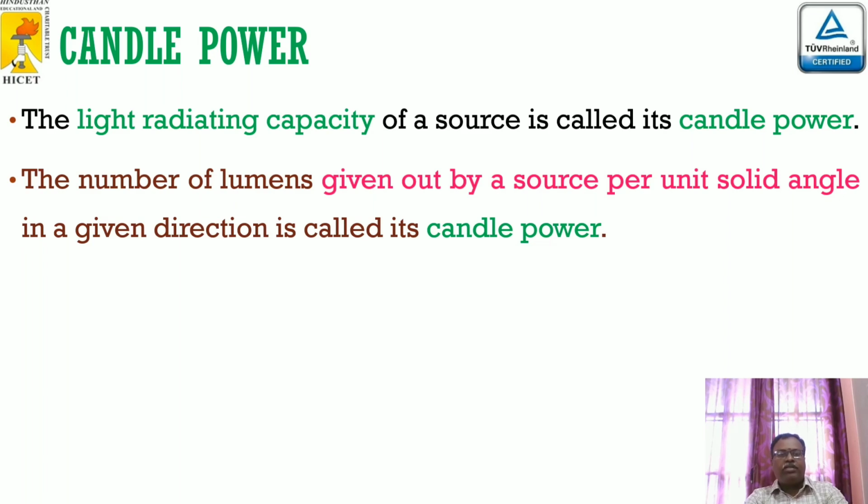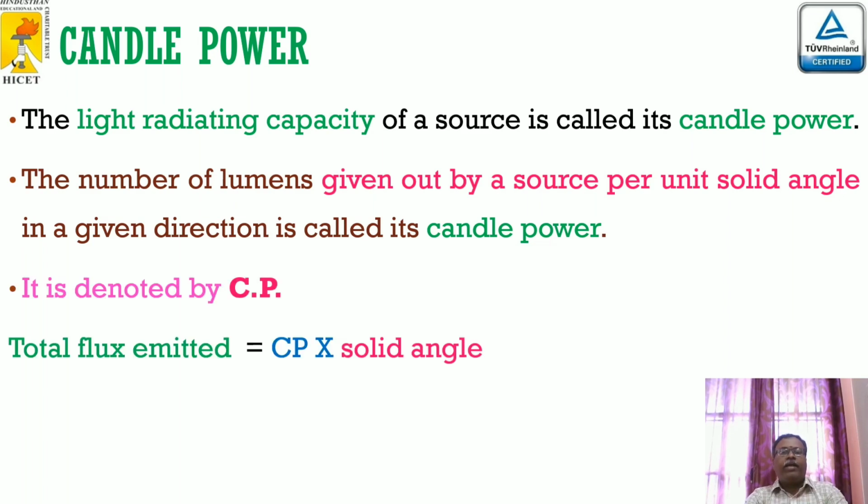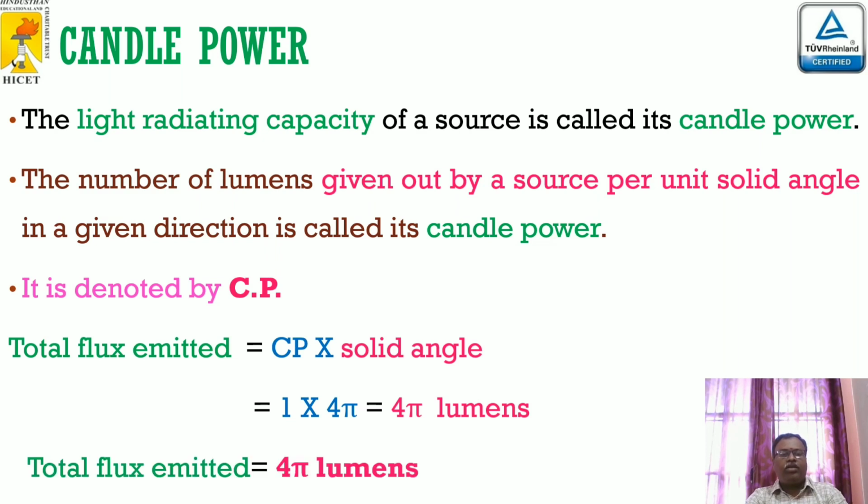The number of lumens given out by a source per unit solid angle in a given direction is called candle power, and it is denoted by Cp. How much flux is emitted per steradian? That is equal to 1 Cp into solid angle. Therefore 1 into 4π will give you 4π lumens. That is the total flux emitted. So we can say that the total flux emitted from a body is equal to 4π lumens.